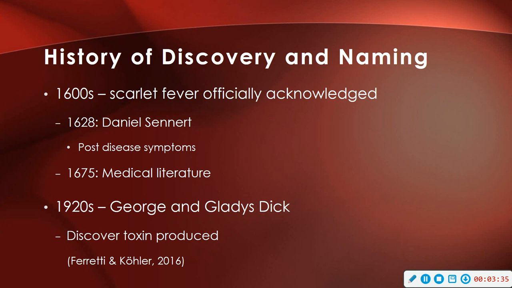But it wasn't until the 1920s that George and Gladys Dick discovered that the scarlet fever was specifically caused by a toxin produced by the bacteria that causes strep throat. And strep throat is the first infection that comes from this bacteria. So they called it the Dick toxin, and we discovered that it was that specific toxin that led to the rash, fever, and the tongue swelling.